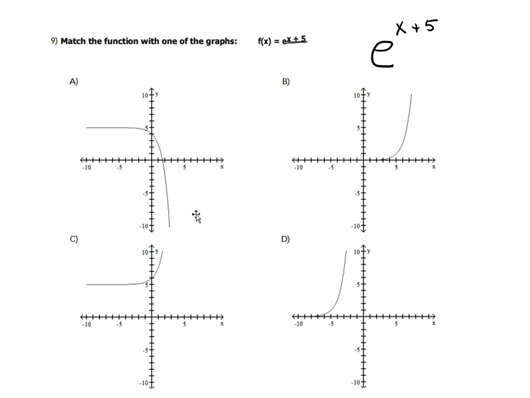Now you're still starting with that same basic graph of going through 0, 1, looks like this. But because you have this plus 5 right here, that means you're going to shift it 5 units to the left. And that is going to put it from here to 1, 2, 3, 4, 5 units right there. So this is the graph. It's D.